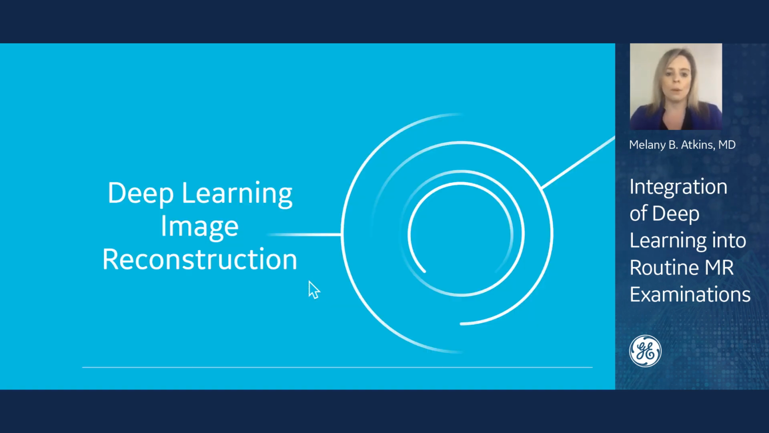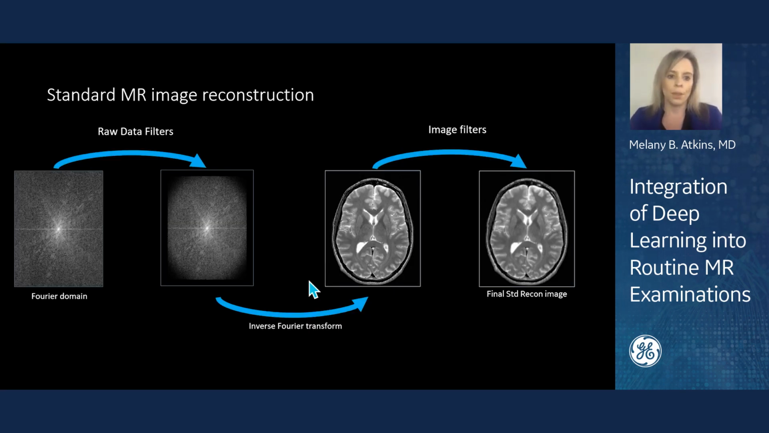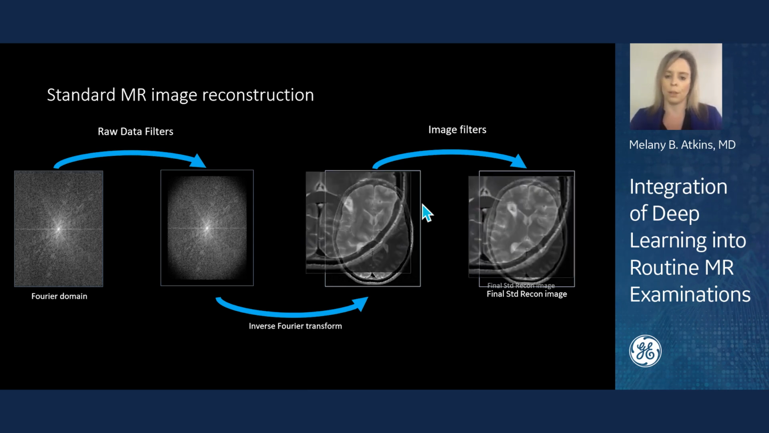So I want to change directions now. We're going to discuss deep learning image reconstruction. I think everyone is familiar with standard MR image reconstruction, utilizing conventional K-space, and we have a Fourier domain. We're utilizing multiple raw data filters to get rid of and truncate the areas where we have a low amount of information. Utilizing Fourier transform, and then multiple image filters are applied to decrease areas of low SNR. And so we end up with this final standard reconstructed image that you can see here.